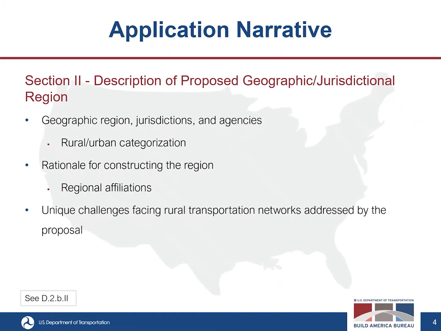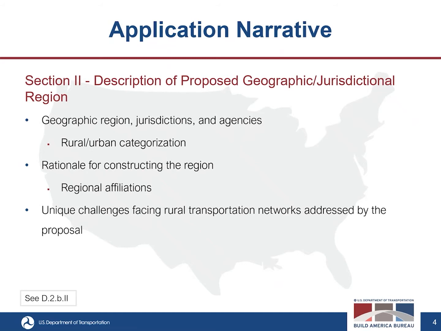Section 2 of the application. Here's where the applicant should provide a description of the proposed geographic jurisdictional region. Precisely identify the geographic region, the jurisdiction, and the agencies of the RIA that would be served. Also identify which of the 4 categories of the Regional Infrastructure Accelerator identified in Section A2 of the NOFO the proposal should fall under, and explain why.